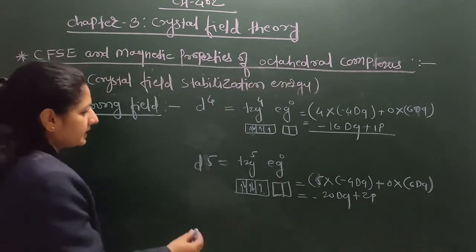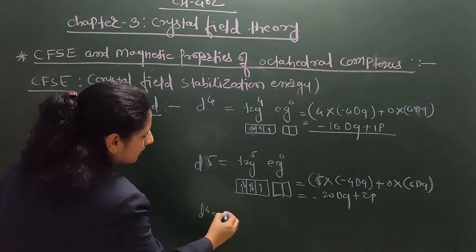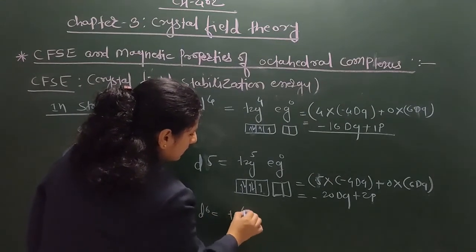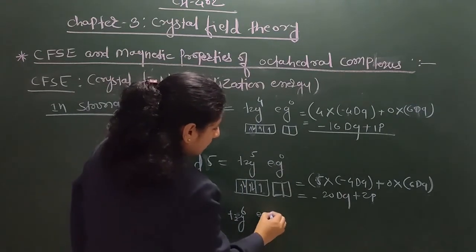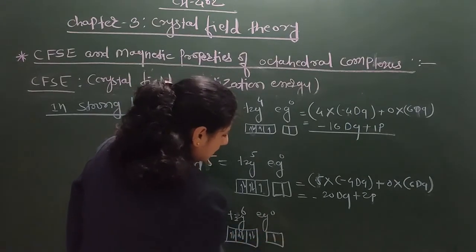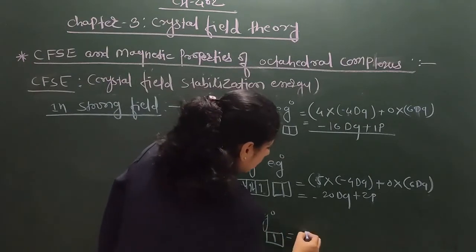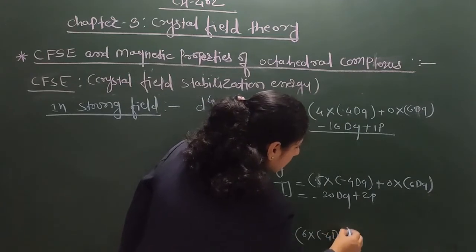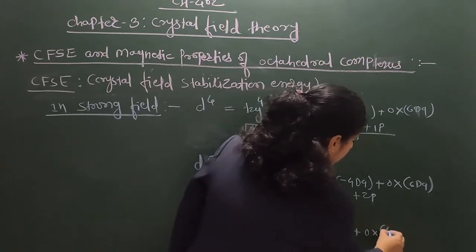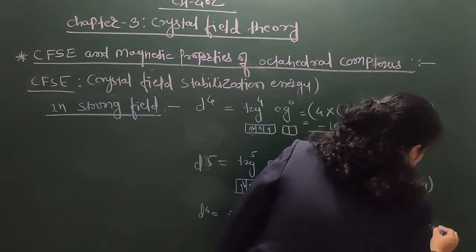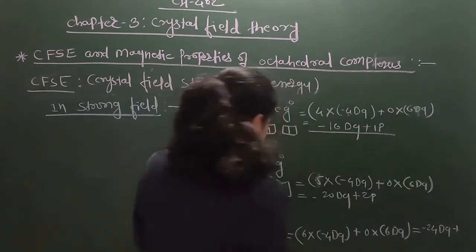Here for d6, as we know, it is t2g 6 and eg 0. So that is 6 into minus 4 Dq plus 0 into 6 Dq, that is minus 24 Dq, plus there will be 3 pairings, so 3P.